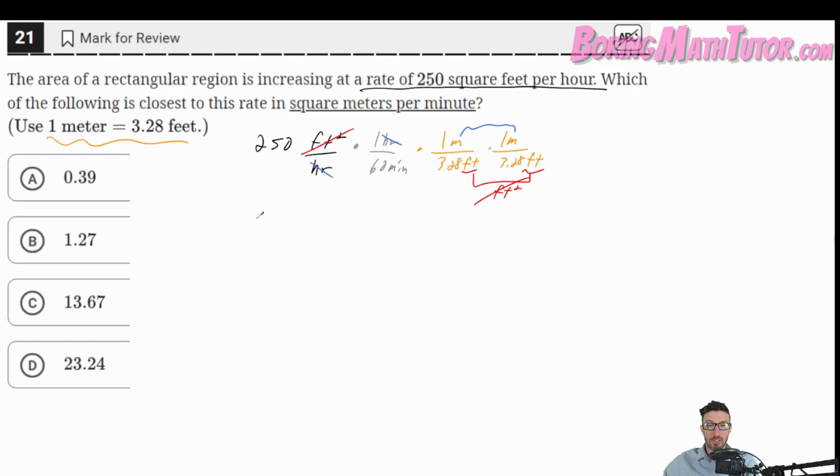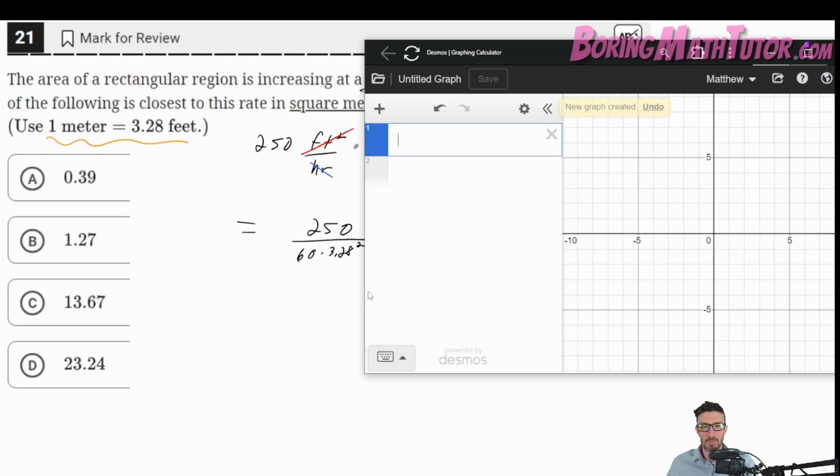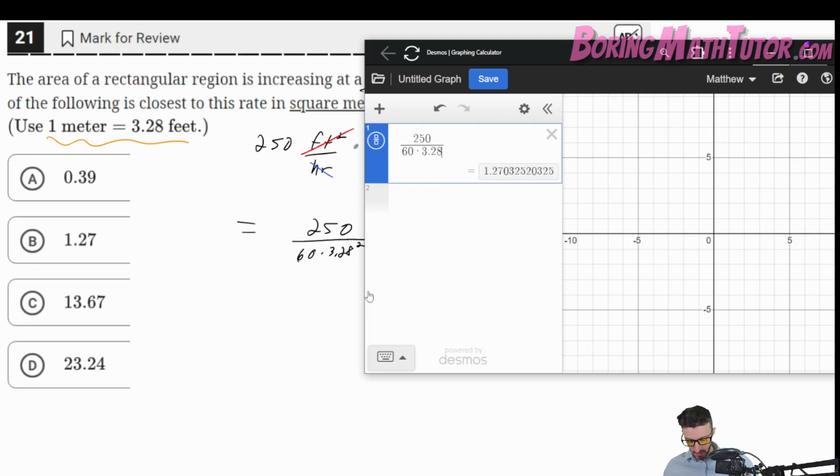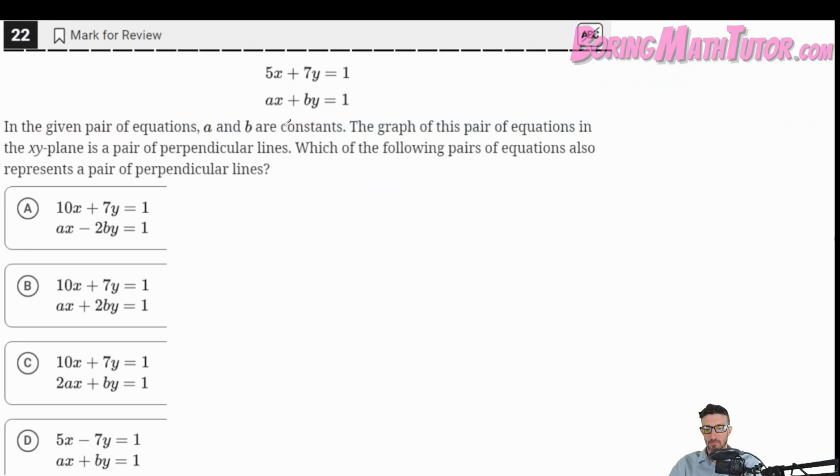So at this point, I just have to write what's left. It's 250 times 1, which is 250. And on the bottom, it's 60 times 3.28 squared. So that's it. All I got to do is now just type that in, and I'll be on my way to the very last problem of this practice test. A sad day indeed.